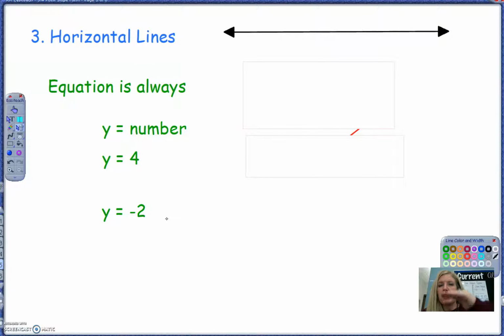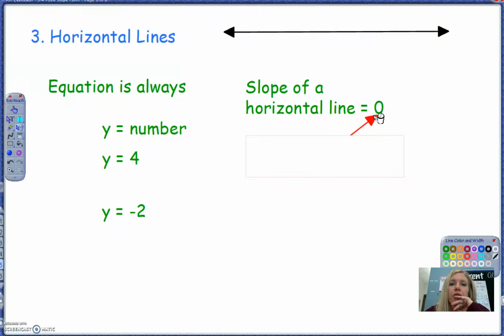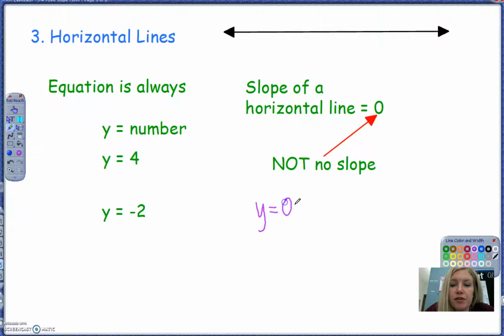They will always be horizontal lines, and if you were to make a table, your x values could change and your y values will always be that number. Okay, the slope of a horizontal line is 0, and the reason why your equation is just y equals a number is because there's no slope. You're not going to write y equals 0 times x plus 4. We can simplify 0x. We don't write that, so we would just write y equals 4. Okay? So that's a horizontal line equation.